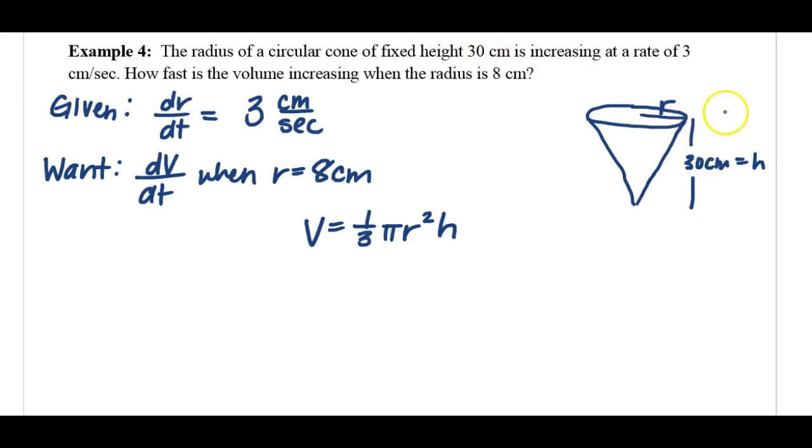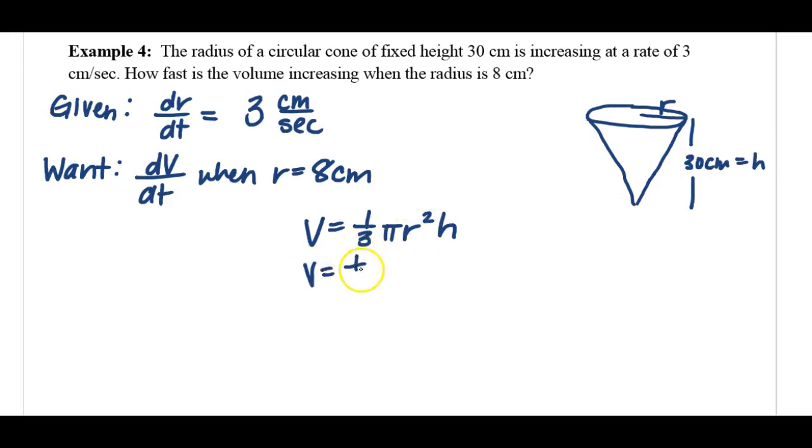Well, if the radius is expanding, the volume is expanding. So I cannot replace V with anything. V is changing. I can't replace r with anything. r is a changing quantity. The radius is expanding. But the height, that's never changing. The height is always 30 centimeters, so that's a constant quantity. So I can replace h with 30.